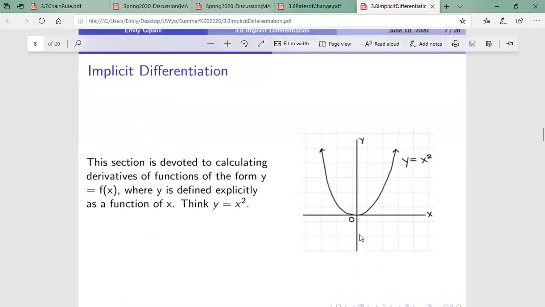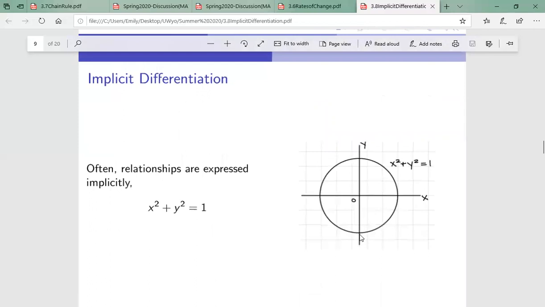So this section is devoted to calculating derivatives of functions of the form y equals f of x, where y is defined explicitly as a function of x. So explicitly means one value of y equals some combination of values of x, maybe composition, maybe sums, products, we don't know. But think y equals x squared. I've got one way to map x to y.